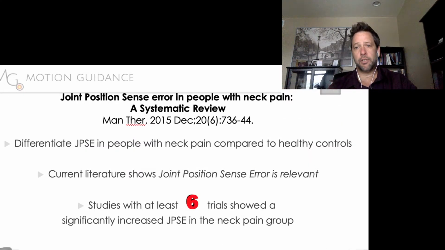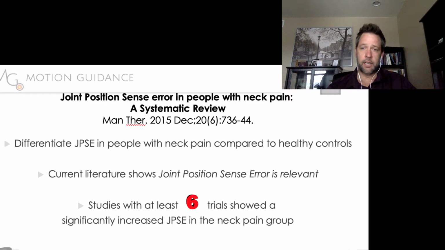Two other quick studies that were systematic reviews, one in 2015 here in Manual Therapy. Essentially, the take-home message was when they reviewed the literature, those trials that included at least 6 repetitions of trying to assess whether a joint position sense error was present were better than those that were just assessing 3 at a time. So we're going to go through those in a little bit later about how that's relevant in how many repetitions you perform with your assessment and how many you might want to consider doing also for your treatment.